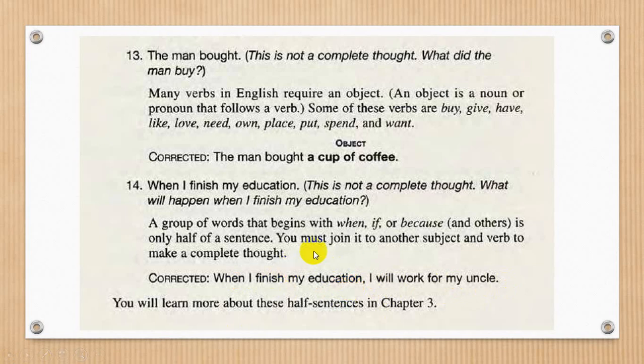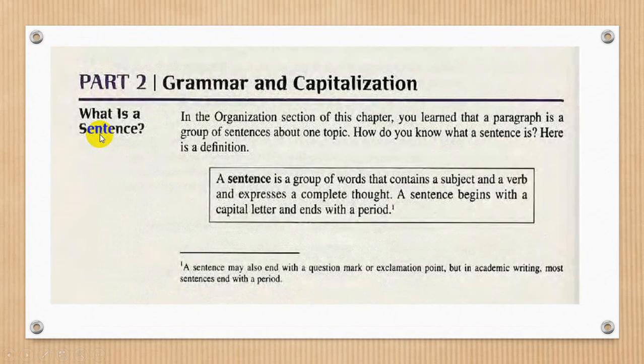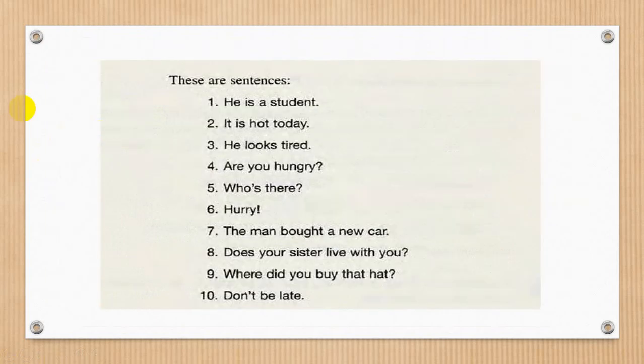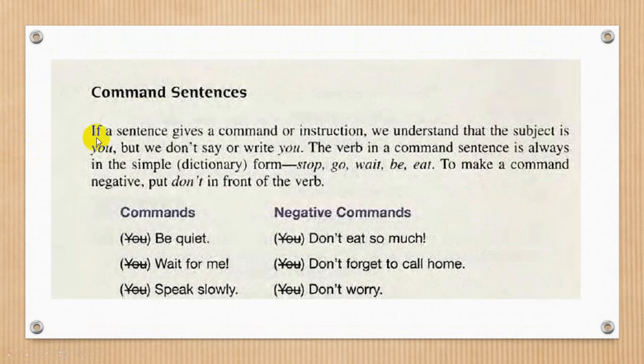Okay. So let's move to command sentences, like the sentence we've talked about in the previous slide. Like hurry. Hurry is considered to be a complete sentence because it is a command sentence, though it doesn't contain a subject.